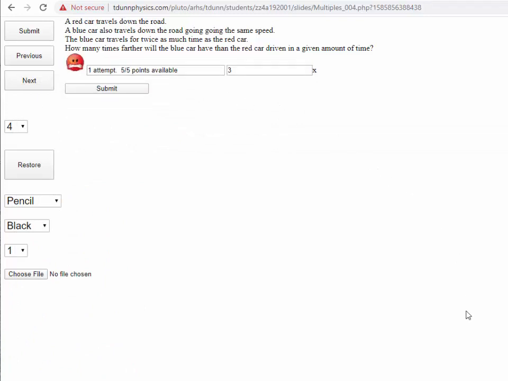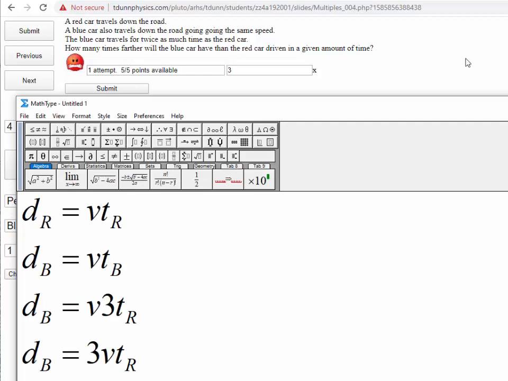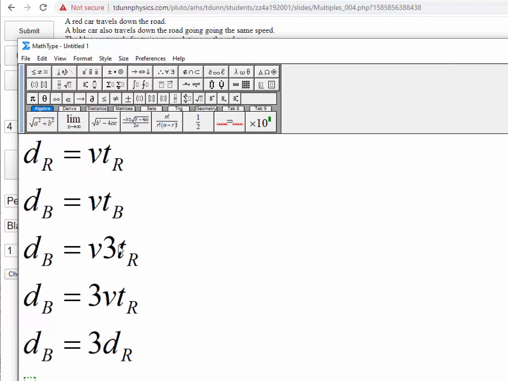What happened? I misread the question. It's twice as much time. Sorry about that. That changes all of our 3's to 2's. The distance of the blue car is going to be twice the distance of the red car.